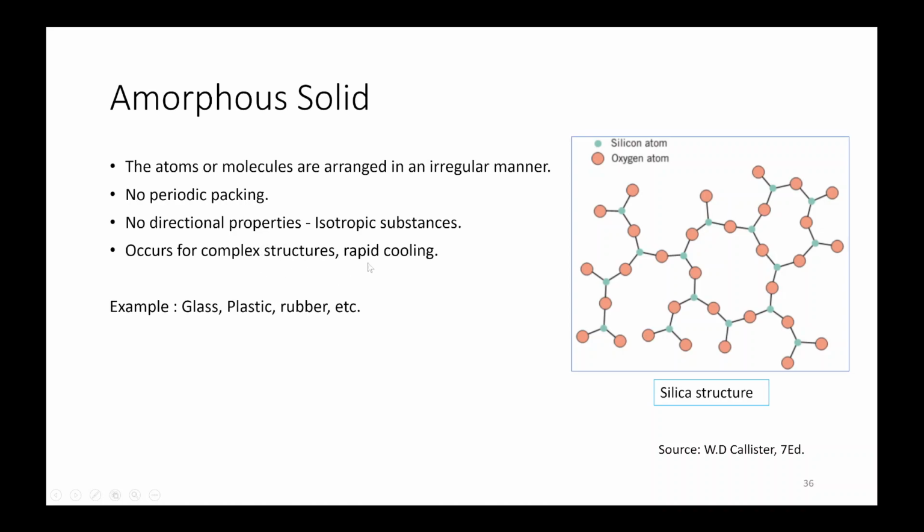And if there is rapid cooling of a single metal as well, then it might show formation of bulk metallic glasses, which is again an amorphous structure. Some of the common examples are glass, plastic, rubber, etc. This is the structure of silica. So here silica also shows amorphous nature.